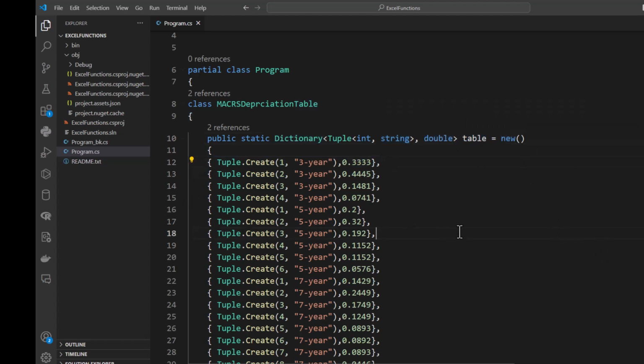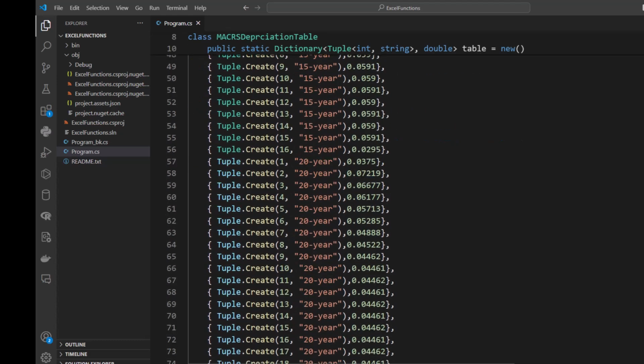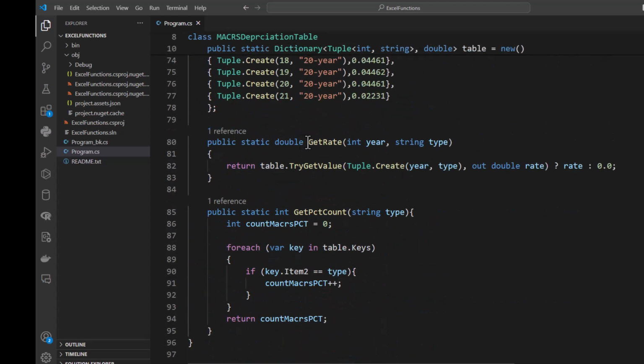So here you can see I have index 1, 2, 3, 4, and that's for the first category, 3 years. There's the second category, 5 years, and so on. And then I give it the category classification, and then I give it the percentage per year. So that's basically what I create here. It's a long one here. The second one here is the get rate. That's going to actually extract out one of these values depending on what I'm passing.